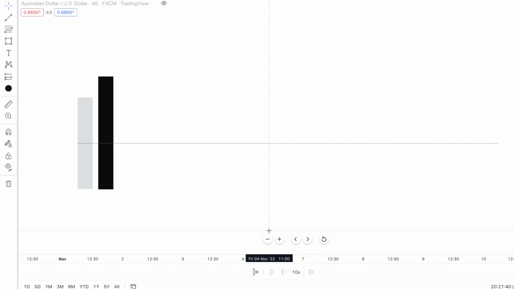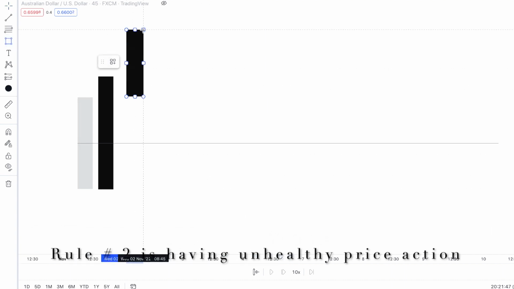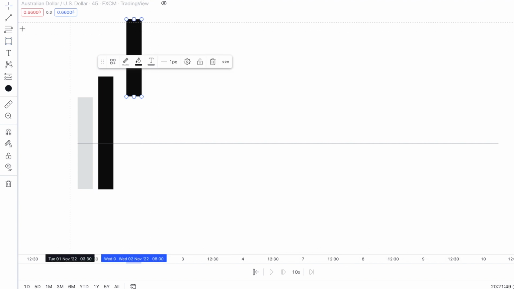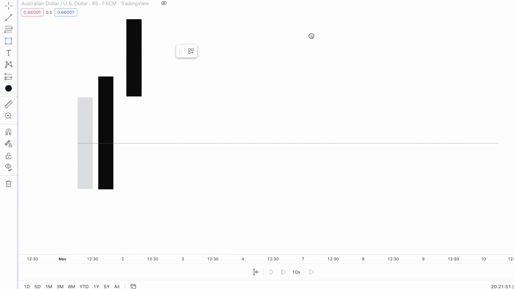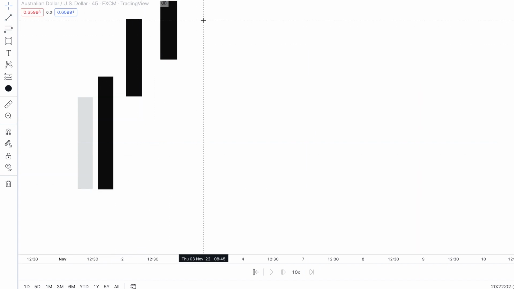Okay, so now I want to talk about unhealthy price action, and we're going to make this a buying situation. When you have a buying situation, you do not want any retracement of the wick. So unhealthy price action is pretty much the fact that price is moving in a quick motion. There's no retracement, which is why price has to come back to this point.